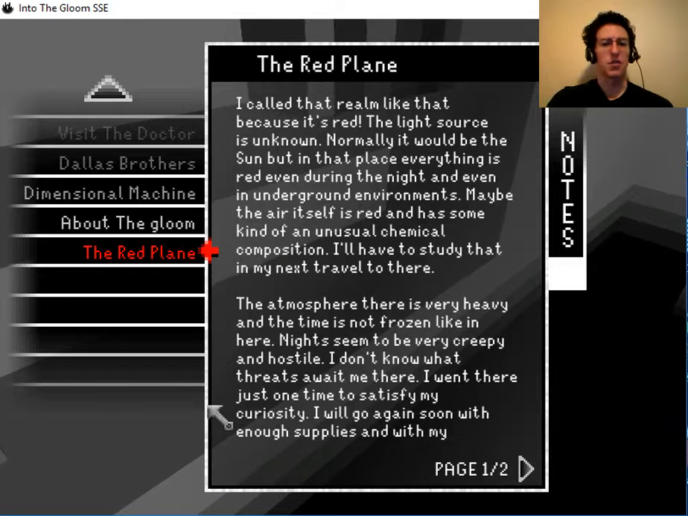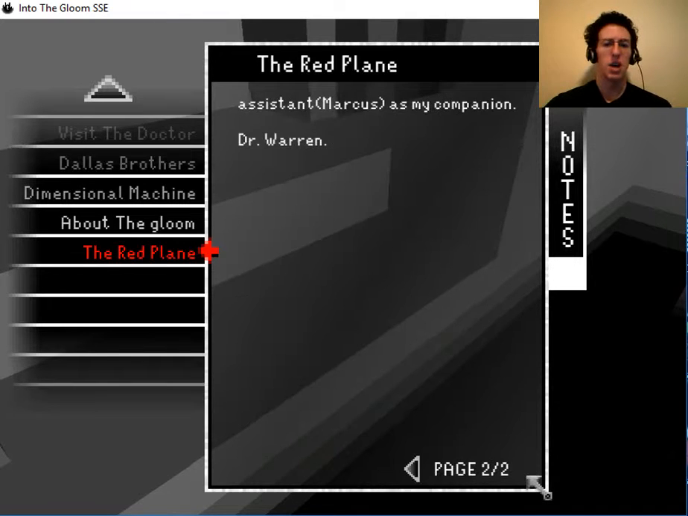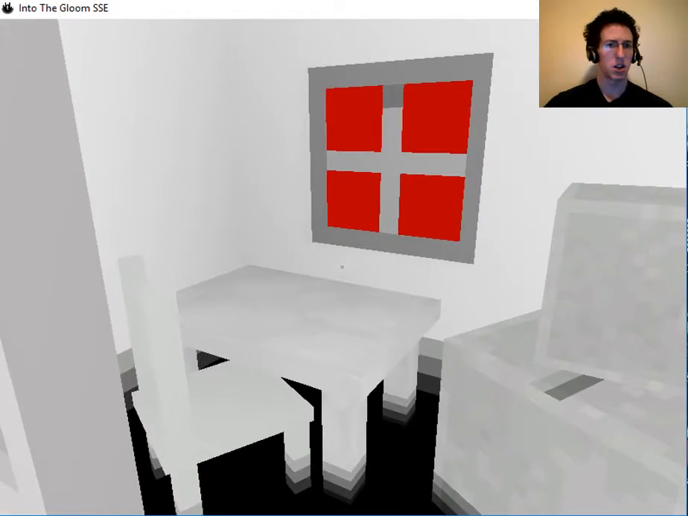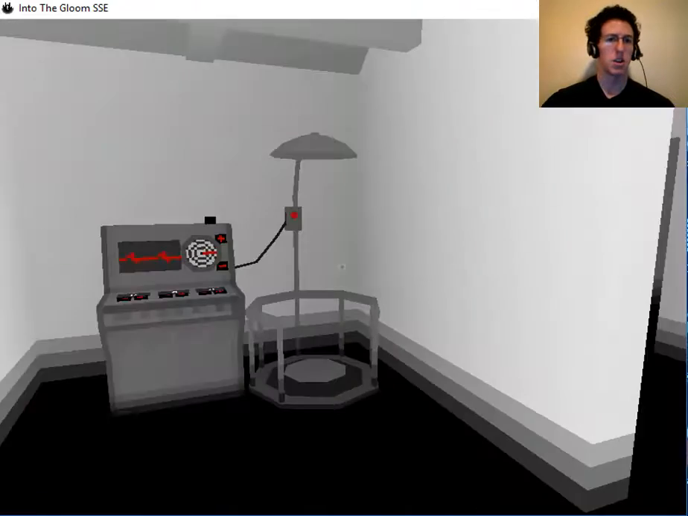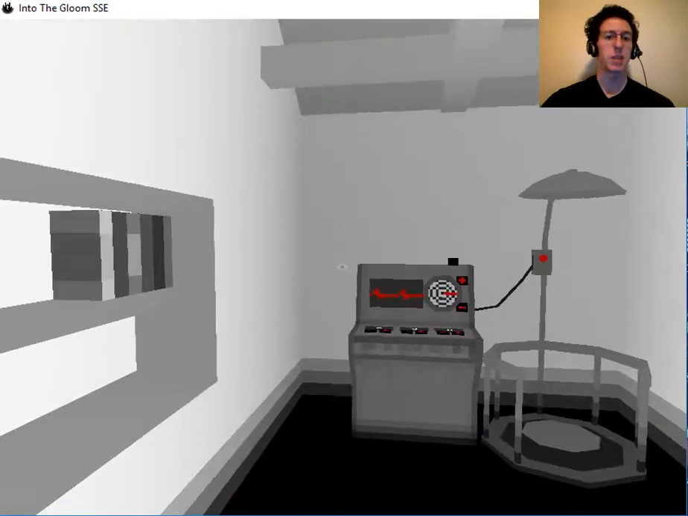The atmosphere there is very heavy and the time is not frozen like in here. Night seems to be very creepy and hostile. I don't know what threats await me there. I went there just one time to satisfy my curiosity. I will go again soon with enough supplies and with my assistant Marcus as my companion. So there's two people here? Dr. Warren and Marcus. And how did they get to this place?